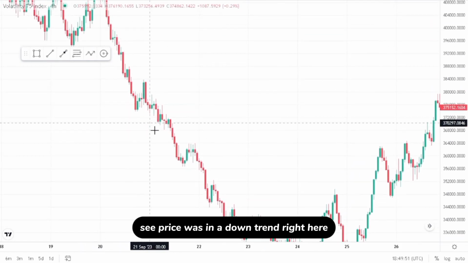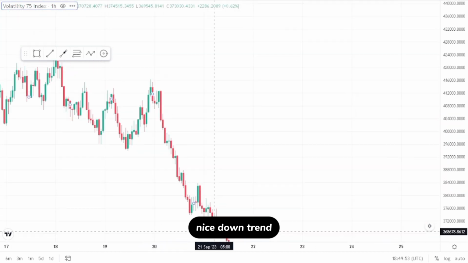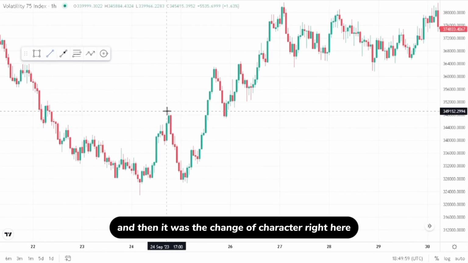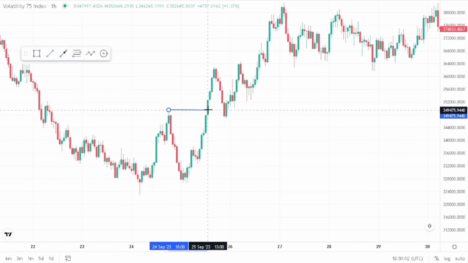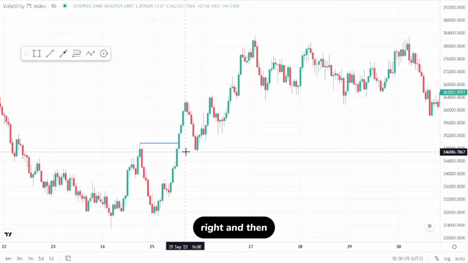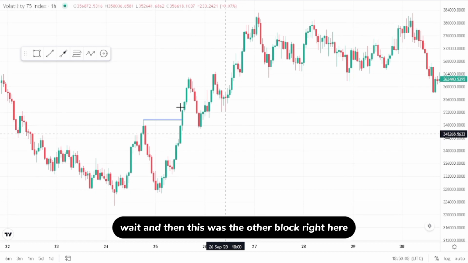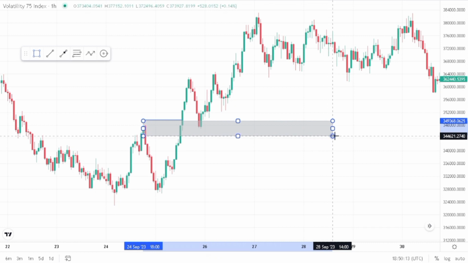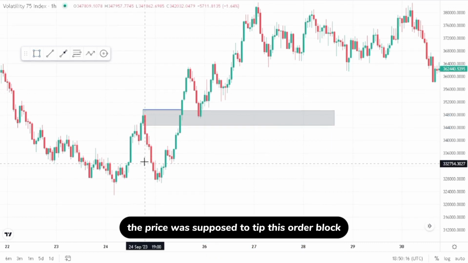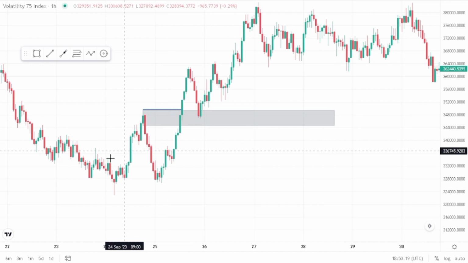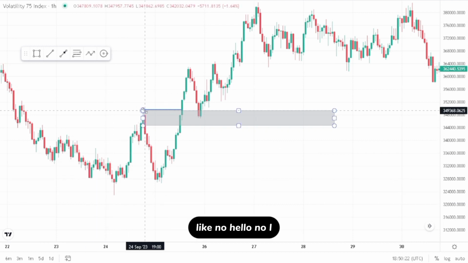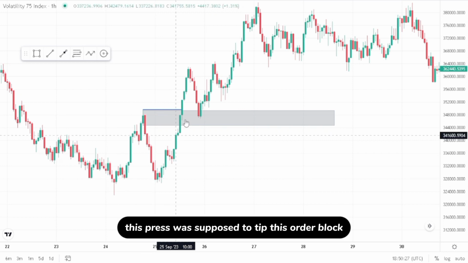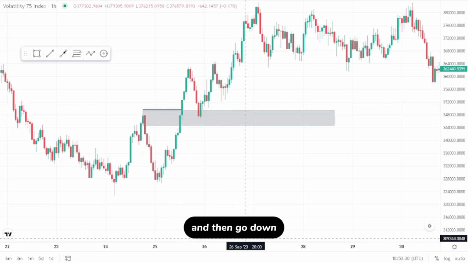The price was in a downtrend right here. Nice downtrend from there, downtrend. And then it was the change of character right here, right? And then this was the order block right here, and the price was supposed to tap this order block, like lower low, lower high, right? Price was supposed to tap this order block and then go down.